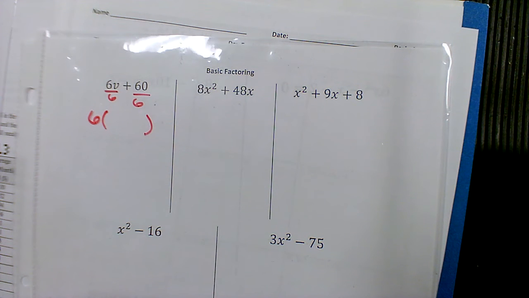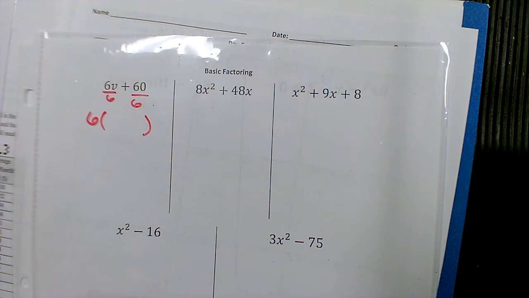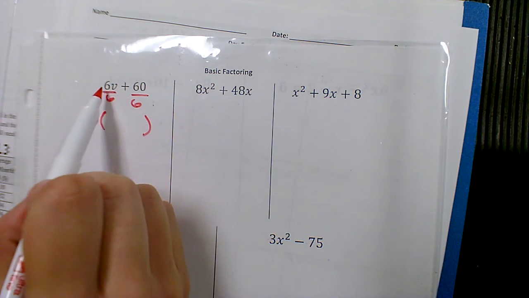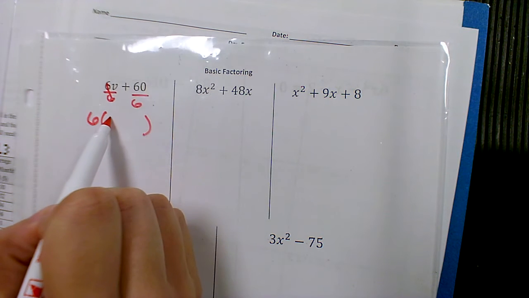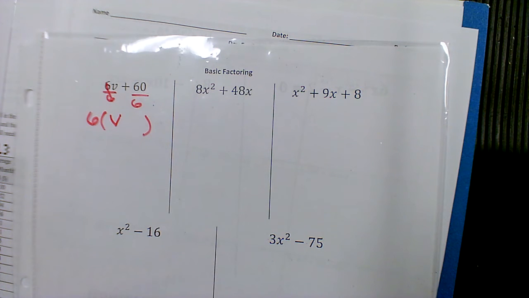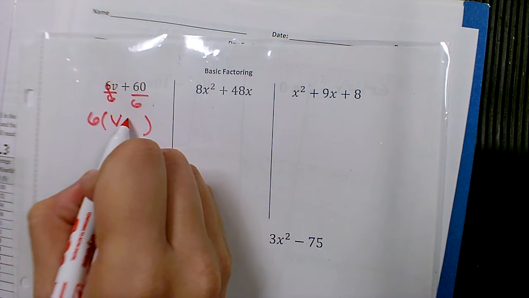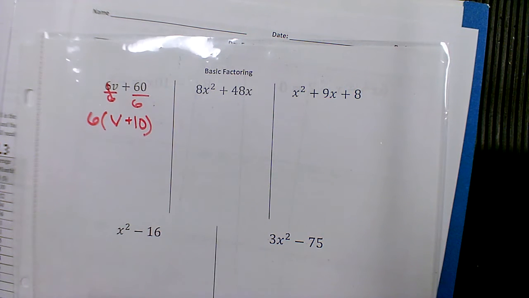When we pull the 6 out, we have to then write what's left over after we do each division of 6. So notice how in the first term the 6's would cancel, so we're left with a v, just 1. And in the second term, we're going to be left with a 10.